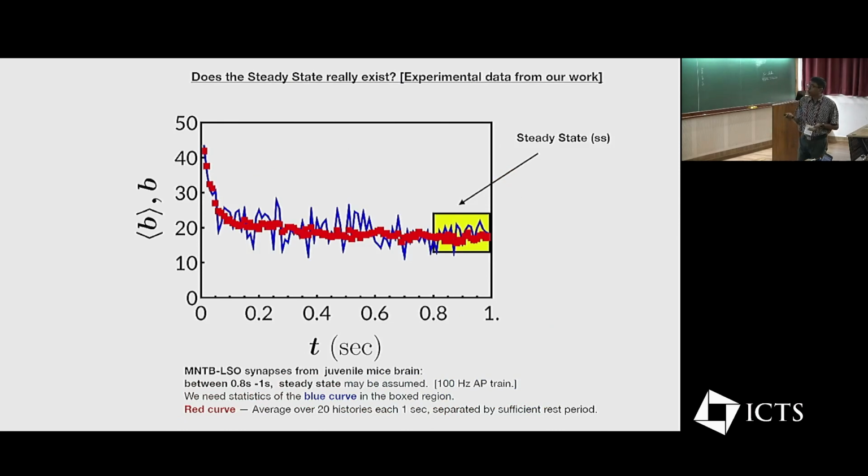So this is just to show you that in this project, we had experimental data of this particular synapse from juvenile mice's brain, and this blue trace is the trace of this quantal content B. What you see here, this blue are 100 points over a second, and the bursts are coming after every 10 milliseconds because the train that was used was a 100 hertz train. The red line is an average over many such blue curves, and the point of this slide is that yes, there is a transient period, but then there is indeed a steady state. And so let us focus on the steady state and see if we can give an answer to this problem.